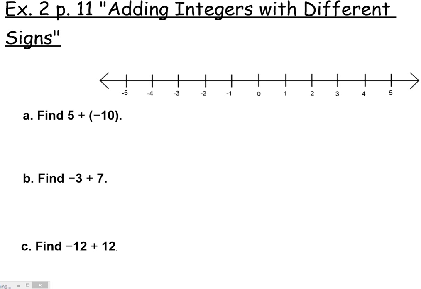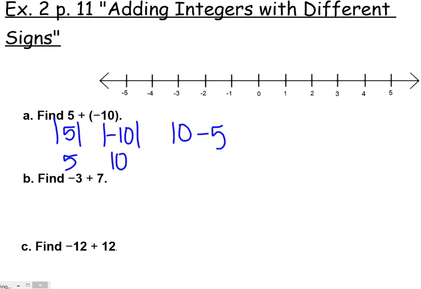Let's continue. So 5 plus negative 10 would mean they have different signs. So I'm going to take the absolute value of both and subtract to find the difference between them. The absolute value of positive 5 is 5. The absolute value of negative 10 is 10. Now to subtract, you always put the larger value first minus the smaller value. 10 take away 5 is 5. So the difference is 5.